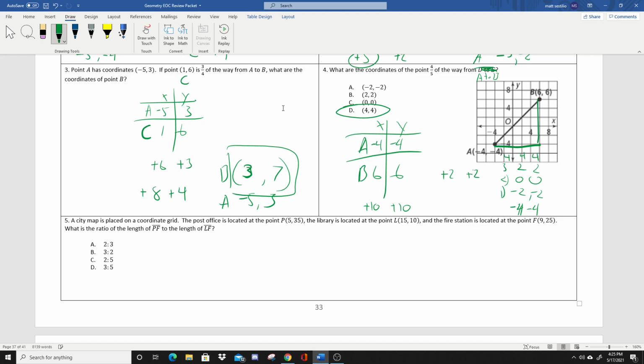So we need to find the ratio of the length of PF to the length of LF. P to F, L to F. Okay, so let's compare P and F like we have been. Let's compare L and F like we have been. So P is 5, 3.5 and F is 9, 2.5. What's the difference here? Positive 4. What's the difference here? Negative 10. L is 15, 10 to 9, 2.5. This is negative 6. This is positive 15.